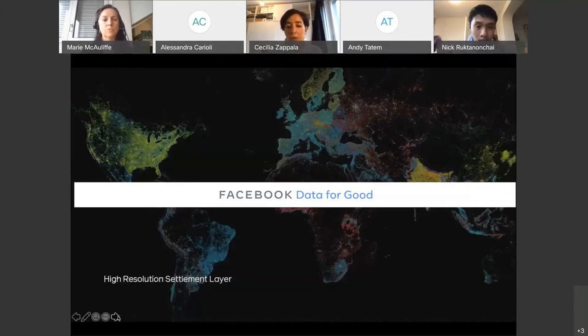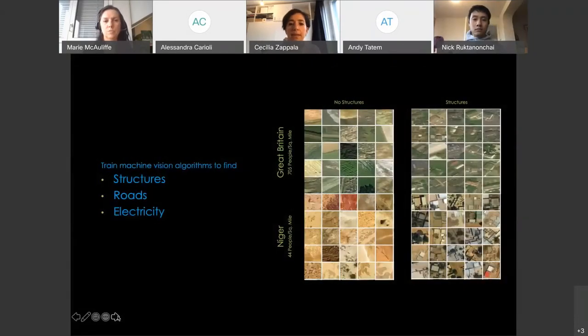But let's start with the first example, the first data set, which is called High Resolution Settlement Layer. What is it? This is basically a very high resolution population density map. Another thing I wanted to say is that this is not typically a mobility data set. It's a population density map that shows where people live.